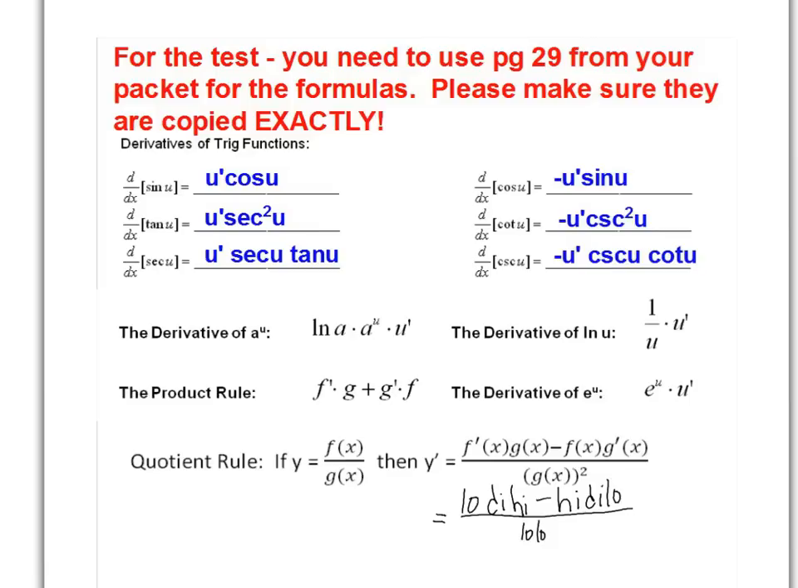Okay, so for your test, you're going to have a formula sheet of all the derivative rules from this unit. It's currently page 29 in your packet, so make sure everything is copied exactly.